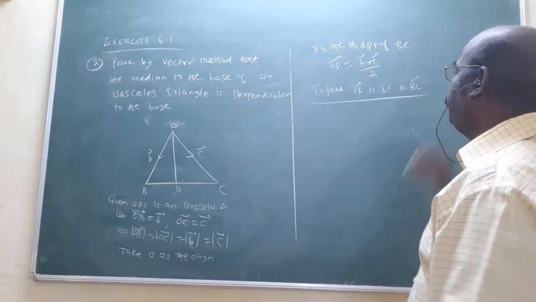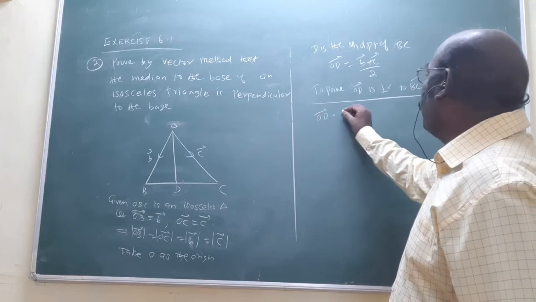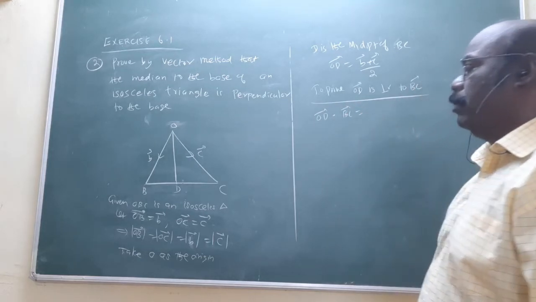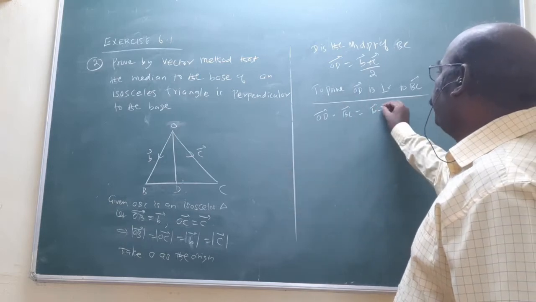Now, please here. Now, find the dot product. Vector OD dot vector BC equal to. The OD is what? Already found out. b plus c by 2.